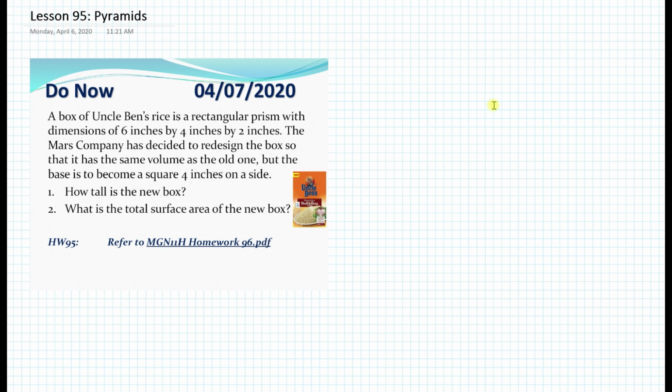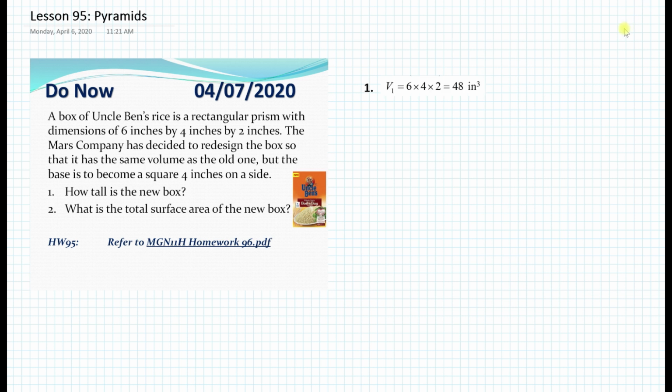In today's Do Now, we have a box of Uncle Ben's rice modeled as a rectangular prism with dimensions of 6 inches by 4 inches by 2 inches. The Mars company has decided to redesign the box so that it has the same volume as the old one, but the base is to become a square 4 inches on the side. How tall is the new box? And what is the total surface area of the new box?